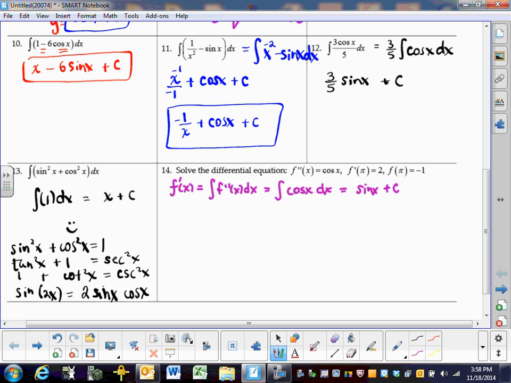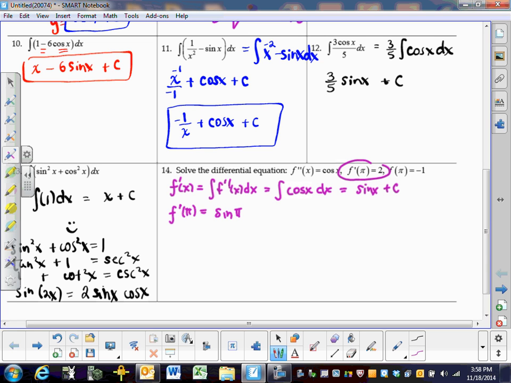Okay. So again, going backwards from f double prime gives me f prime. Now I'm going to use the initial condition that says f prime of pi, which would now be sine of pi plus c, has to equal 2. So that means that 0 plus c has to equal 2. So c equals 2. That means that I have solved just for f prime of x. I only know that f prime of x is sine of x plus 2.